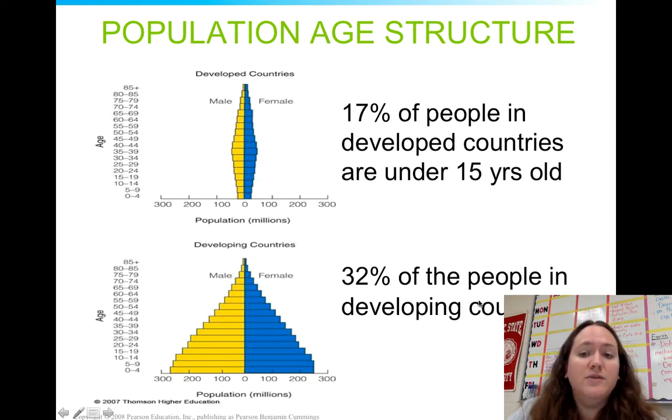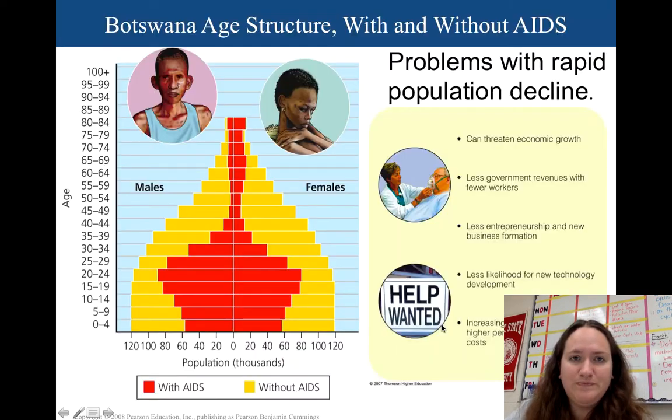32% of people in the developing region, however, are under the age of 15. So what that means is the base of your pyramid is really large, the people that are young, and they're going to get ready to have children, and it's going to keep your growth rate increasing. So if you have a few number of young people, like in a developed country, then you're not going to have as much growth as if you have a ton down here. So this is why most of the growth for the world is going to be happening in developing countries.